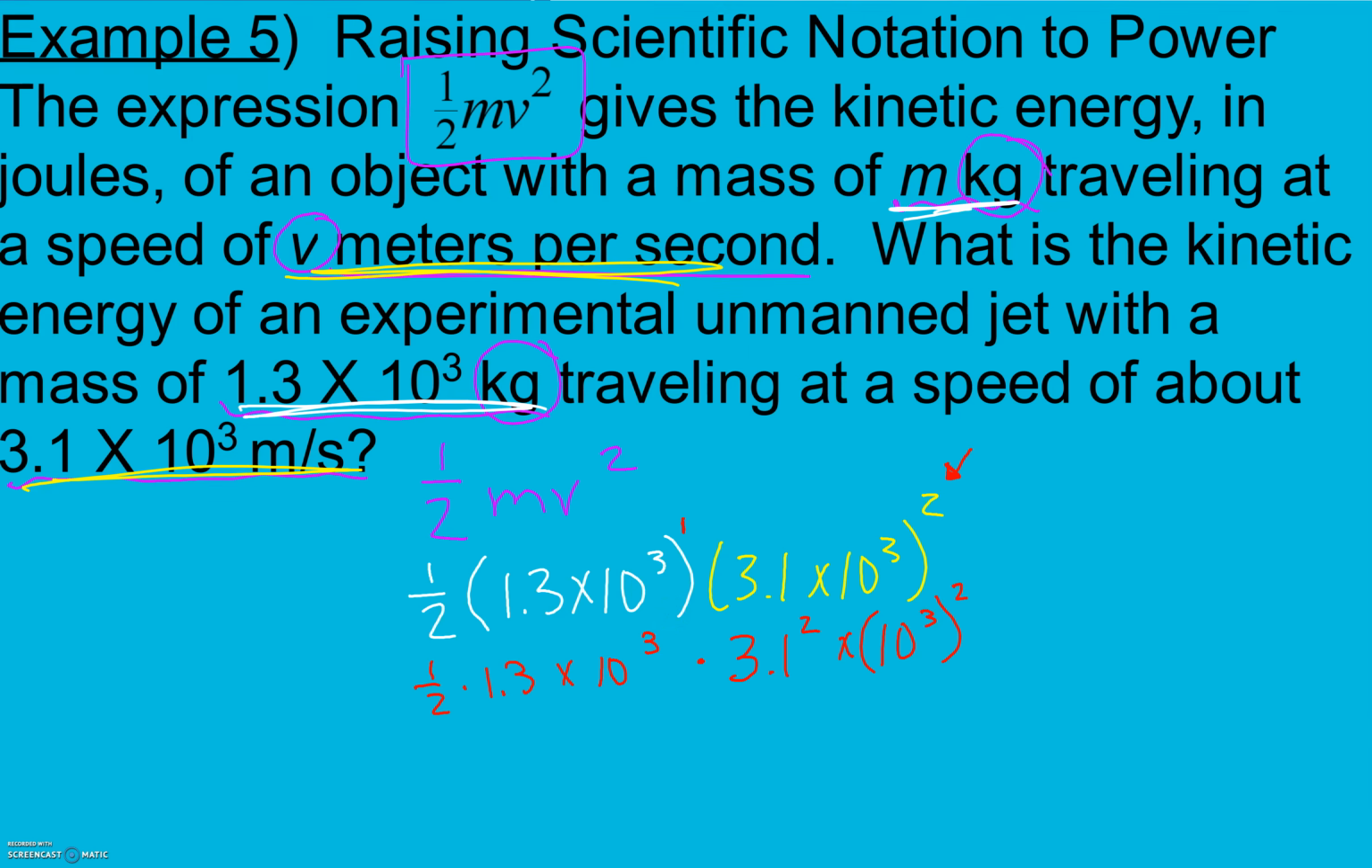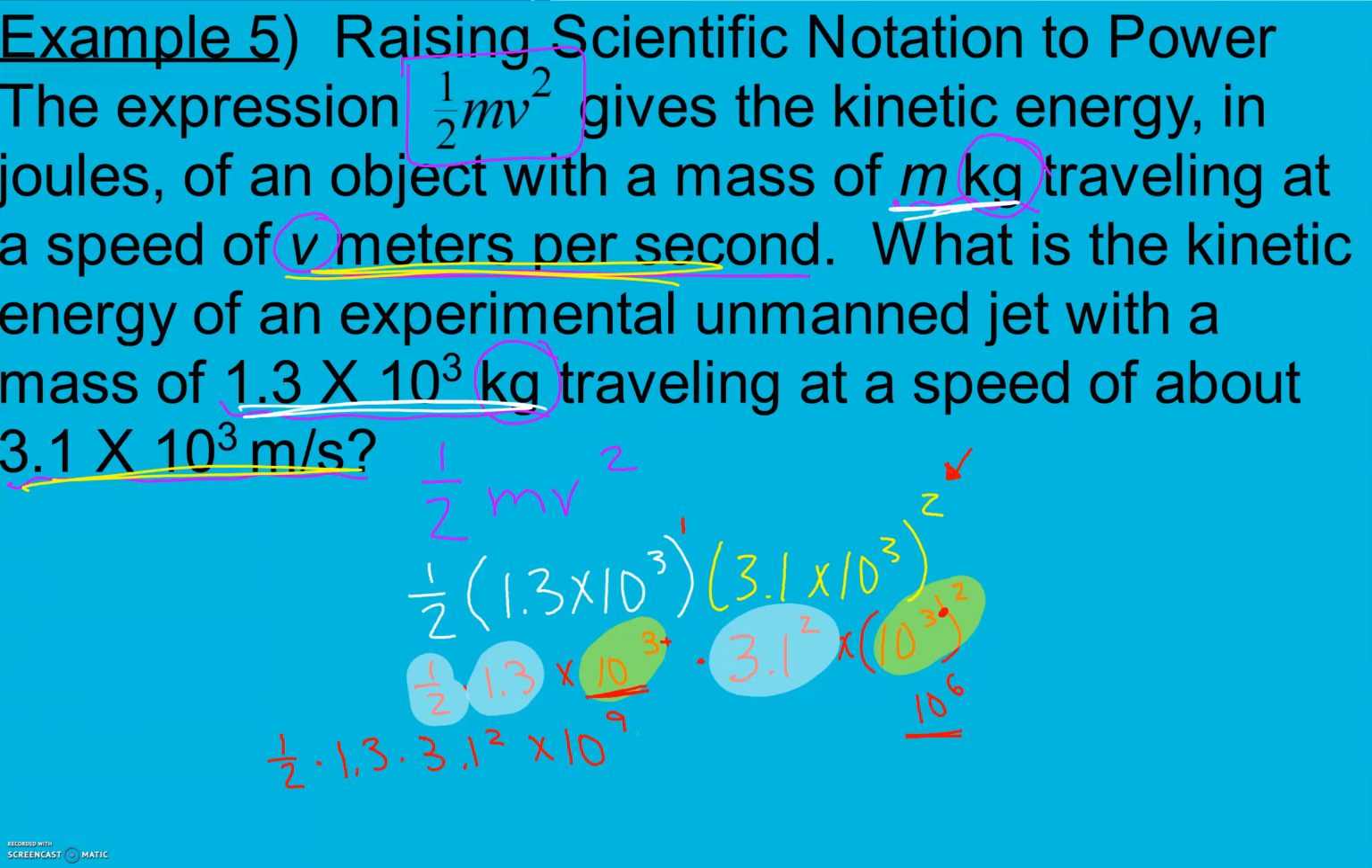Now, I'm going to take my number parts together and multiply them. And then I'm going to take my power parts together and multiply them. Here, I'm going to get 1/2 times 1.3 times 3.1 squared. Here, I'm going to simplify my power to a power. 3 times 2 is 6. And now both my powers here have the same base. So I keep my base and I can add my exponents and get to the 9th power.